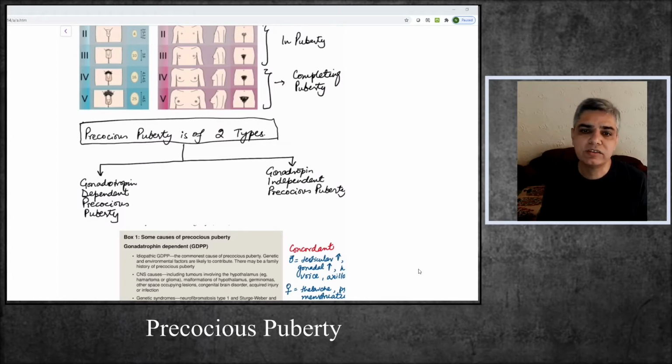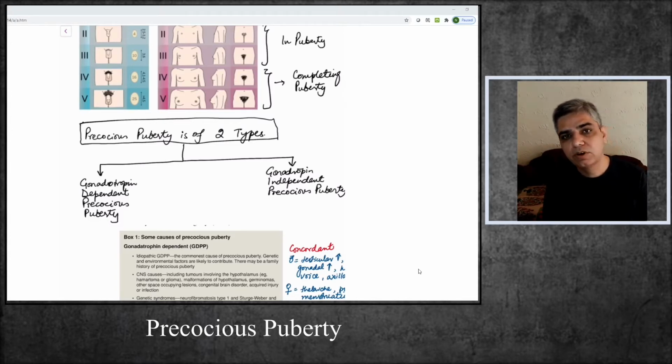The other is known as GIPP, which stands for gonadotropin independent precocious puberty, also known as peripheral precocious puberty. So for the central one, the cause lies somewhere in the brain. It would be either the hypothalamus, or the pituitary gland, or any other part of the brain which might be responsible for over secretion of the hormones which are responsible for causing puberty. All of them are grouped together and called gonadotropin dependent precocious puberty.